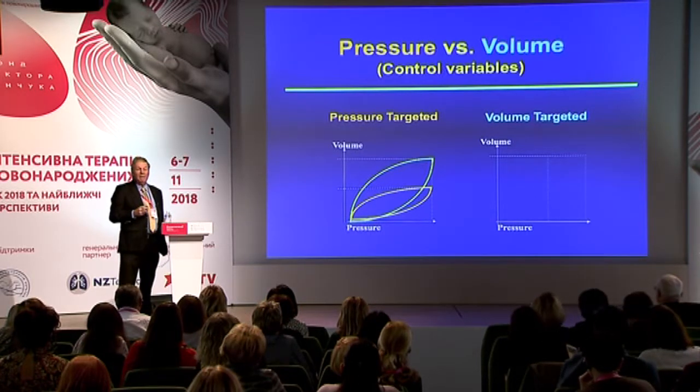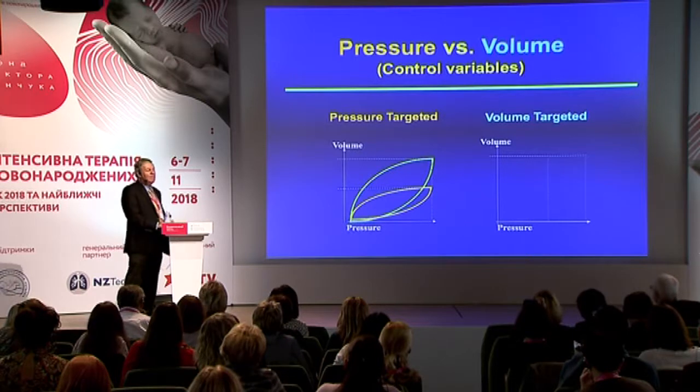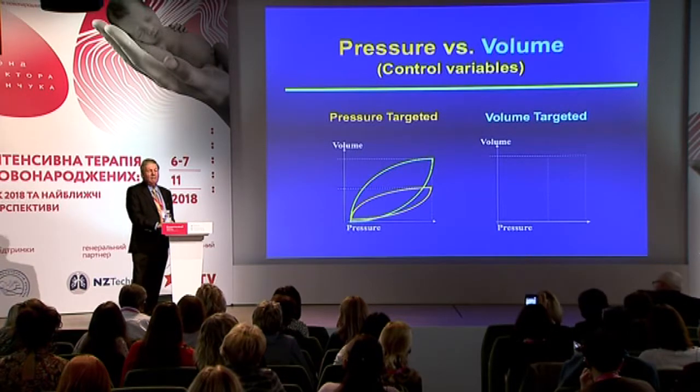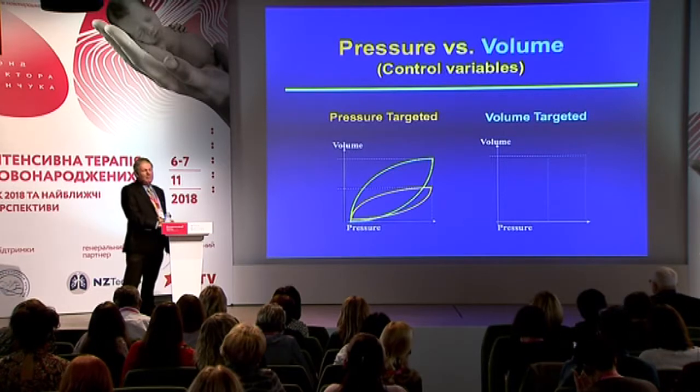And I might add that the converse also occurs. So if you're ventilating here and the baby suddenly develops a pneumothorax, at the same pressure, you're going to be delivering much less tidal volume.